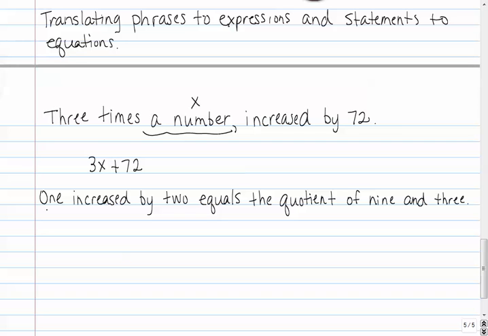So if we just write this out, 1 increased by means you're adding. So increased by plus 2 equals, it's just an equal sign. Now quotient, what does that mean you're doing? Dividing, right? So the quotient of 9 and 3. So you could write that as 9 over 3, or you could write that with 9 and a division sign and 3. Either way you want to write it's fine. So 1 plus 2 is equal to 9 divided by 3.